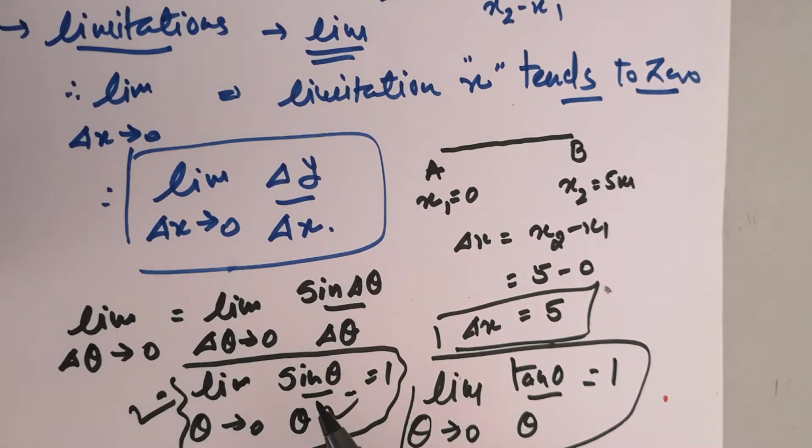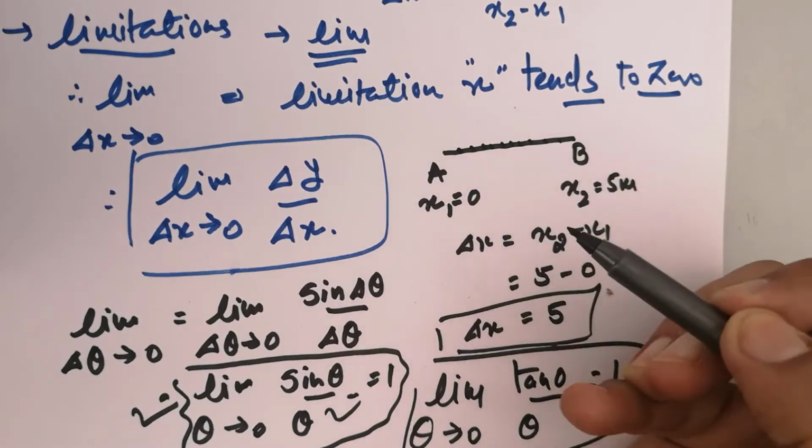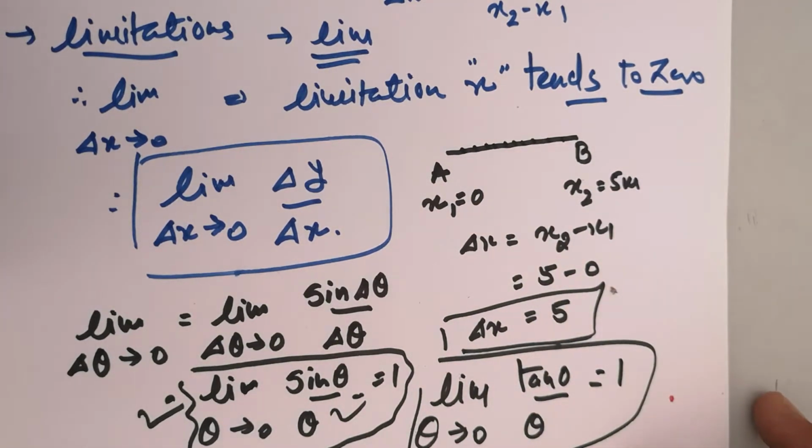In the next clip we will discuss that there are so many tiny points located between A and B. At that time we will discuss differentiation. So in the next clip we will discuss differentiation.